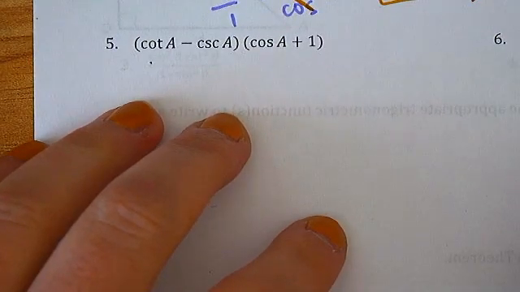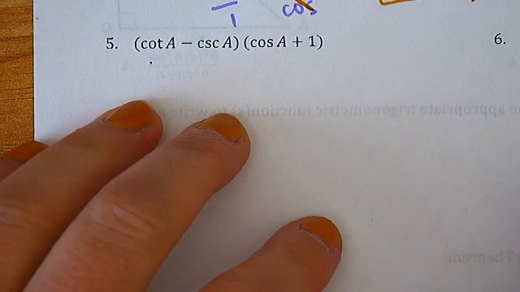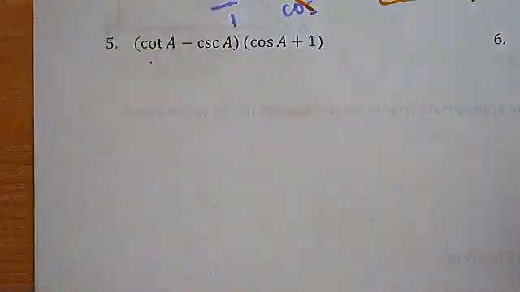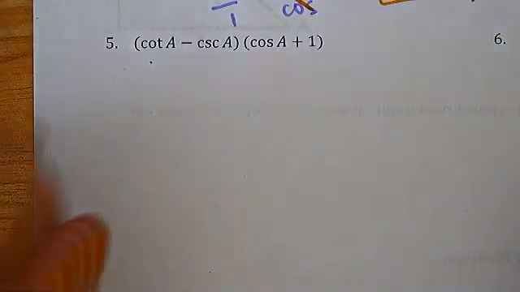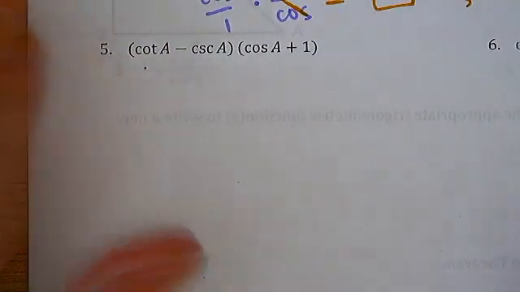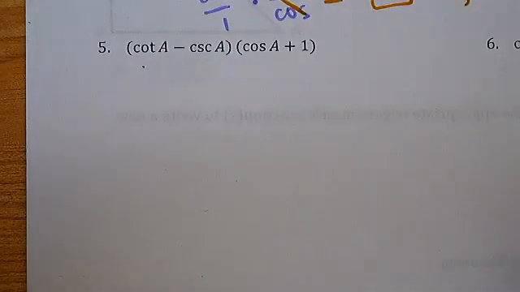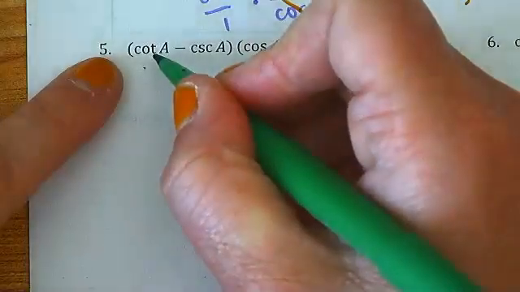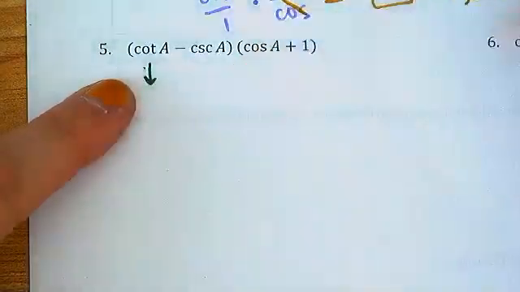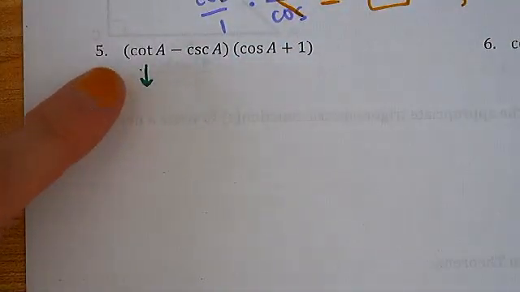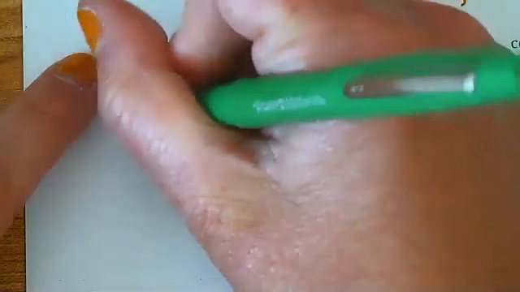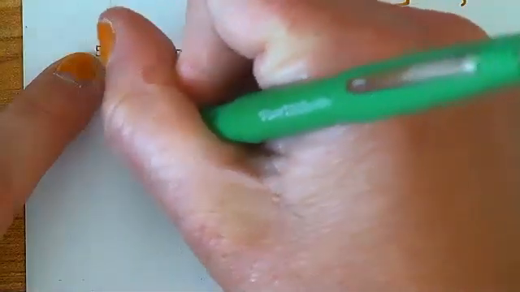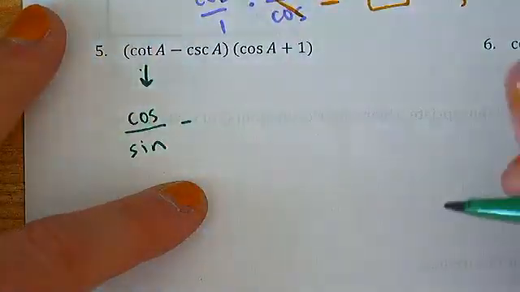All right, so this one's kind of complicated. It's not the best strategy, but sometimes if you're completely stuck, it's really nice to just try and turn everything into sines and cosines. So I'm going to take this cotangent, and just like with the previous 2 problems, I'm going to replace cotangent with cosine over sine. Then I'm going to subtract.